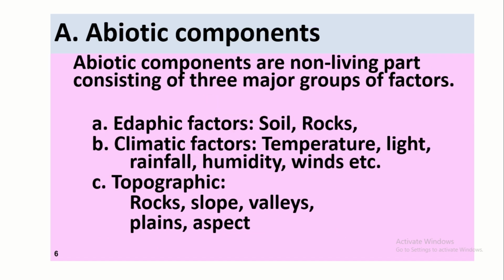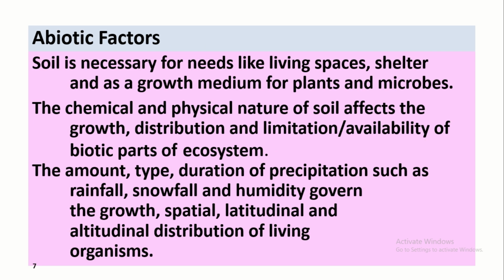Abiotic components are the non-living part consisting of three major groups of factors. Edaphic factors, that means soil factors: soil type, features, moisture, air, porosity, parent material, rock. Climatic factors, all those factors which are related to the climate, like temperature, light, rainfall, humidity, wind, solar radiation. Topographic factors means size of the rock, distribution, aspect, valleys.